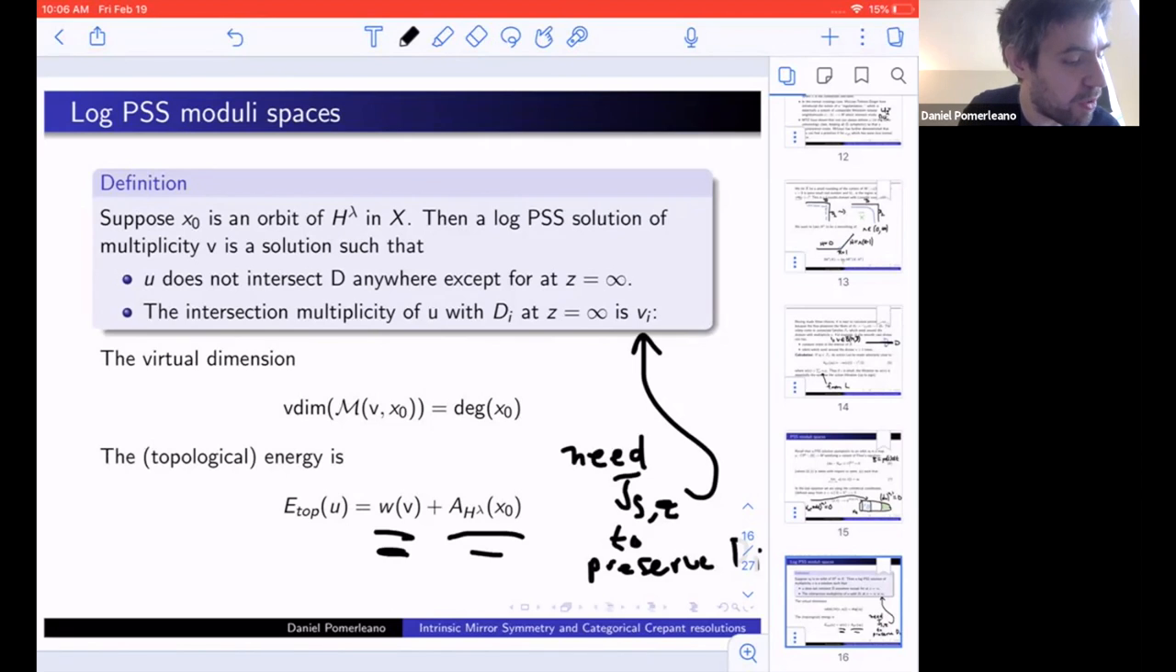I should have said that in order for the second condition to make sense, we want to assume that at every point, your surface-dependent almost complex structure preserves each of the divisors. That's needed for this to make sense.